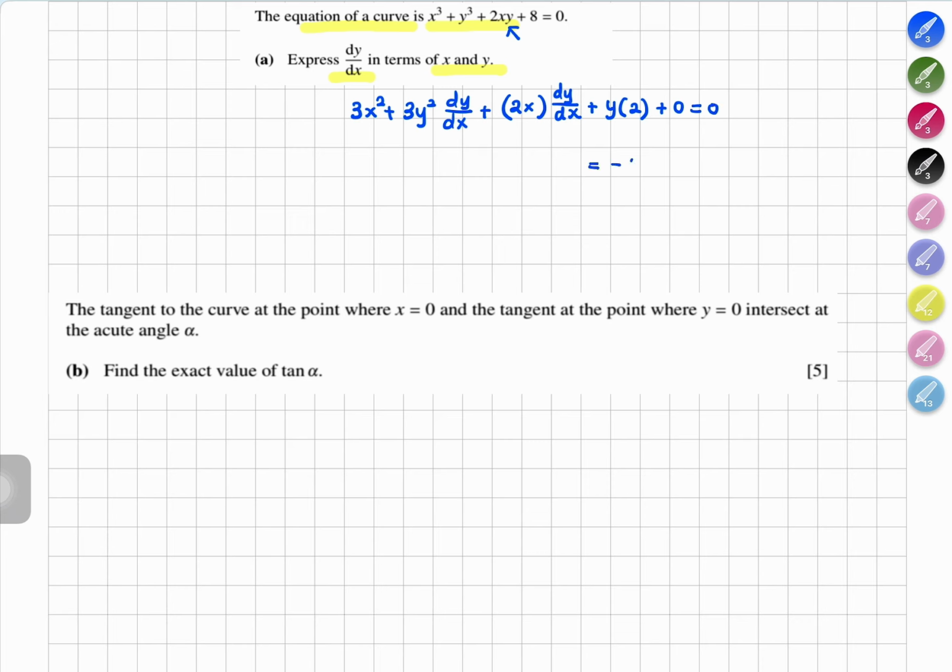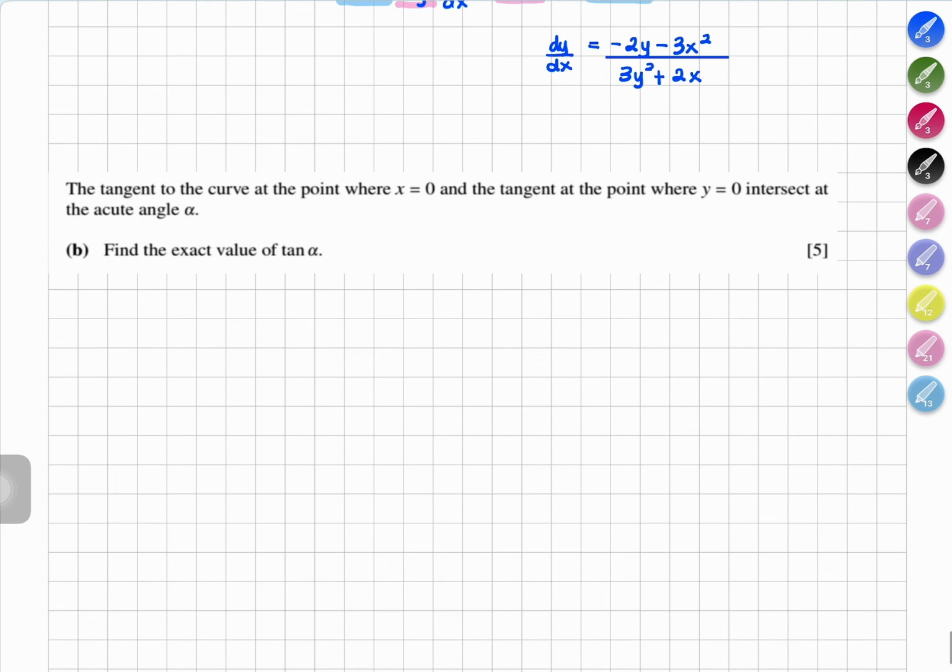You move over the terms which do not involve dy/dx. So negative 2y minus 3x squared. I hope you can see it here. This one and this one. And the terms attached to dy/dx are 2x and 3y squared. So you factorize and you can make dy/dx the subject. So we will divide by 3y squared plus 2x. It's a simple algebraic manipulation.